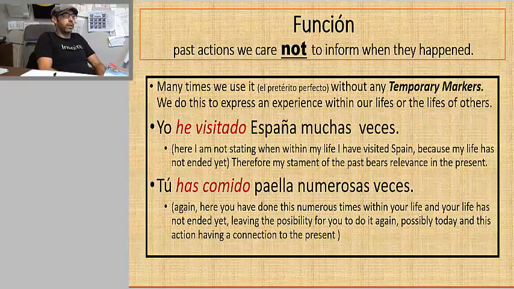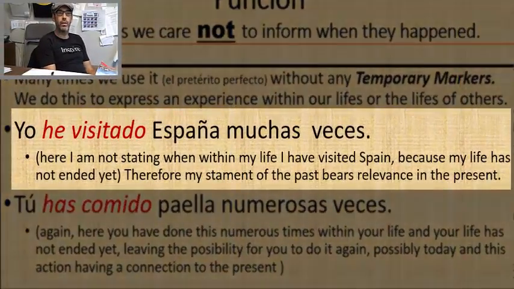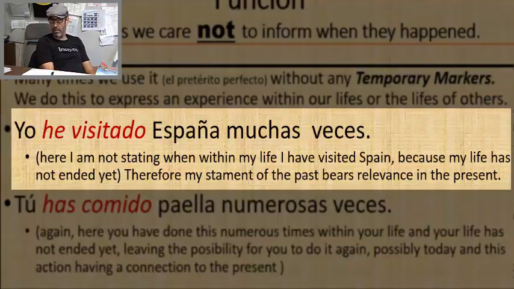So let's say, por ejemplo, yo he visitado España muchas veces. So in this example, I'm not stating when within my life I have visited Spain. And the reason is because my life, if I take a look at my polls here, it hasn't ended yet. So therefore, the statement of the past bears relevance in the present. And as long as I don't give it a determined marker within time, I use the Preterito perfecto.